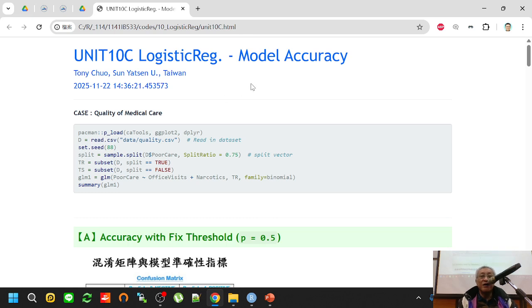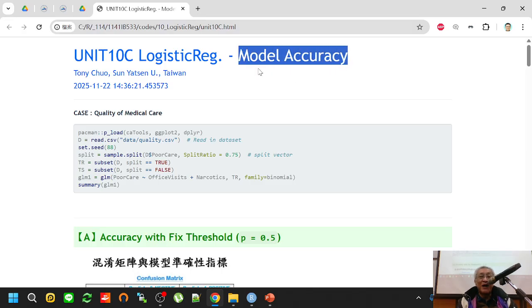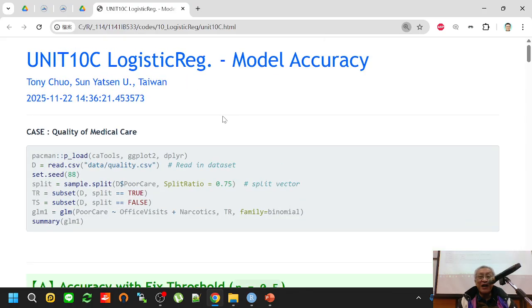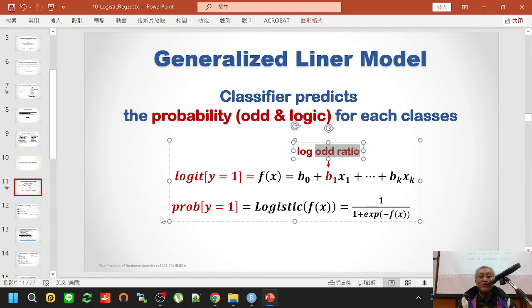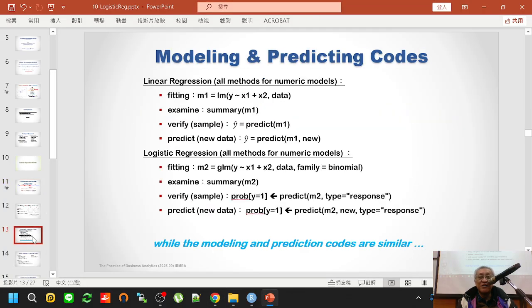So now, after examining the coefficient, we want to discuss the model accuracy of logistic regression. Actually, as I mentioned here, this is linear regression and this is logistic regression. The modeling and prediction code are very similar.